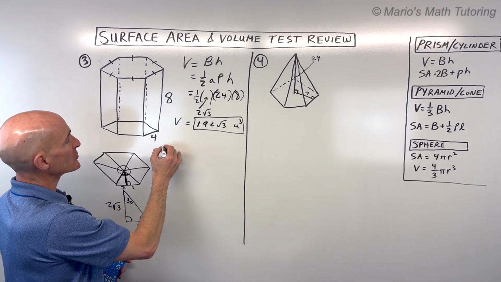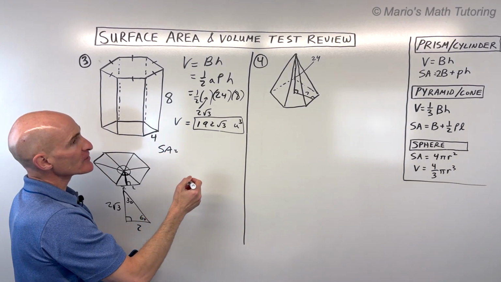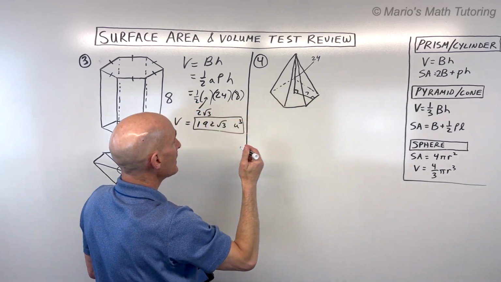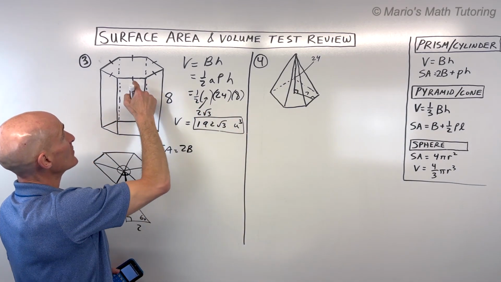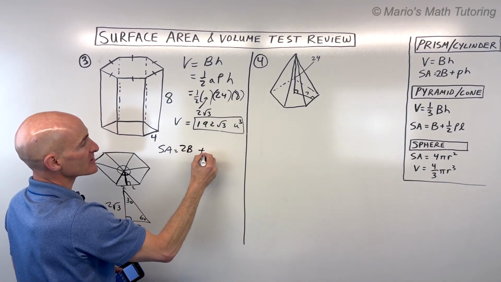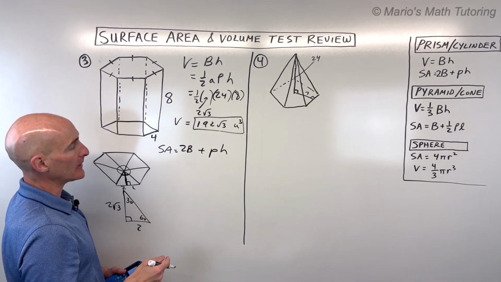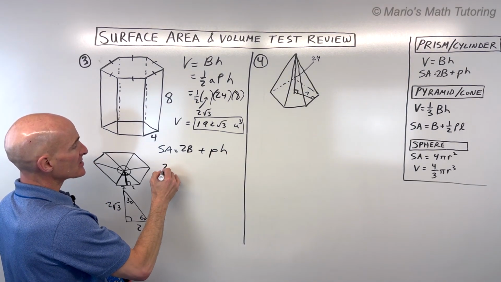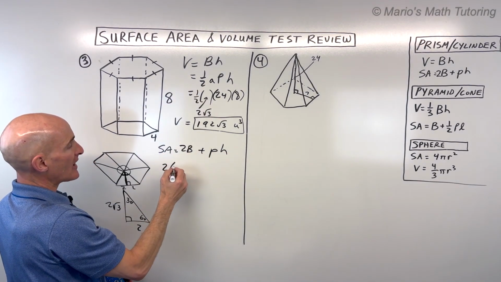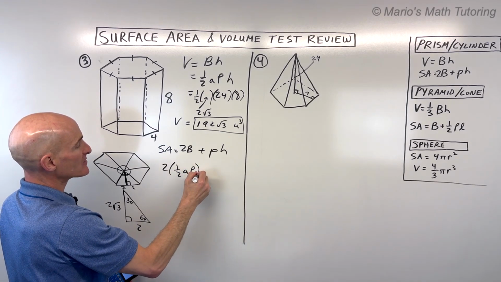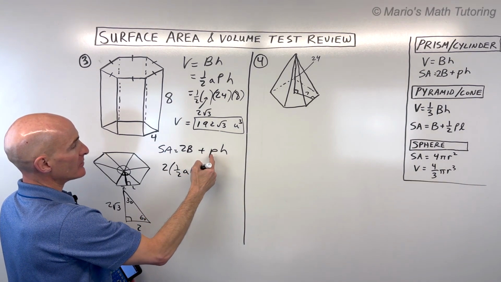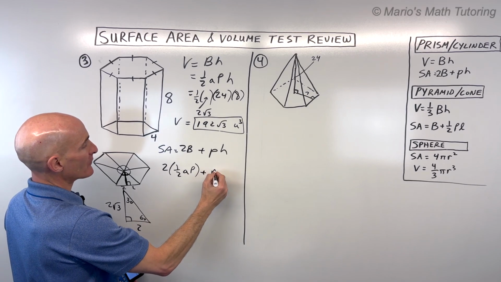And then if we want to find the surface area of a prism, we use this formula: area of the base times 2, since we have 2 hexagons here, plus the perimeter of the base times the height. Now the area of the base, again, it's a regular polygon. It's going to be 1/2 apothem times perimeter. And then the perimeter, we'll just leave that for right now, P times H.